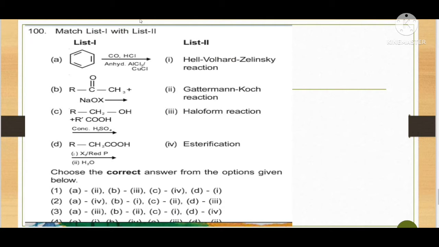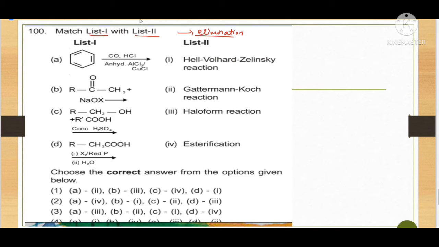Now let us discuss question 100. Match list 1 with list 2. In this type of question, you can easily answer by the elimination technique. By using the elimination technique, you can easily answer this type of matching question.